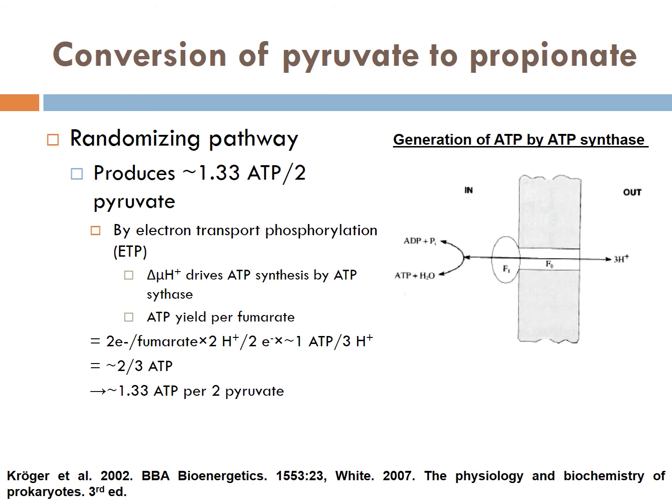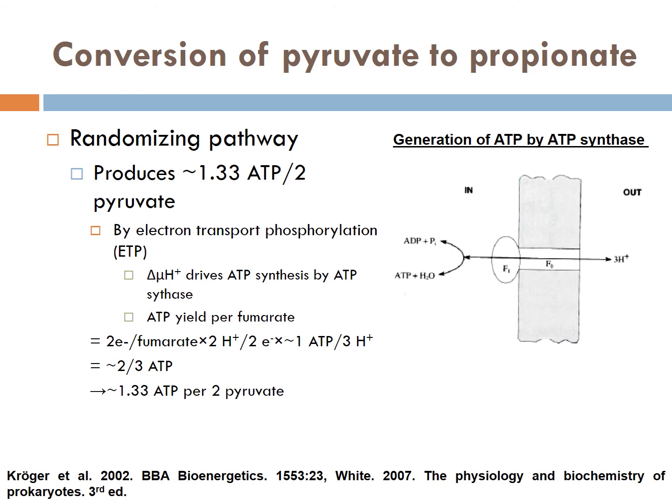To calculate ATP yield, we note that 2 electrons enter the cell per fumarate. 2 protons are consumed by 2 electrons, and 1 ATP is generated per 3 protons. Multiplying these values together shows approximately 2/3 of an ATP is formed per fumarate. This means that 1 1/3 ATP are produced per 2 pyruvate, because 2 fumarate lead to 2 pyruvate.